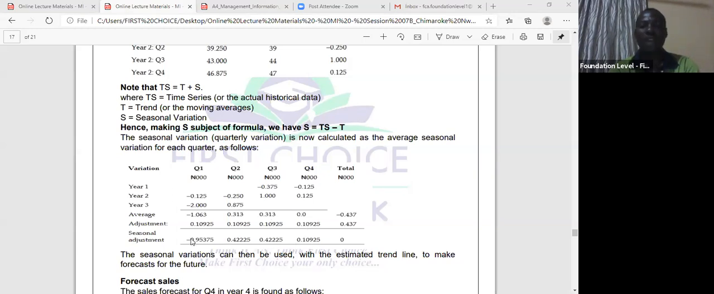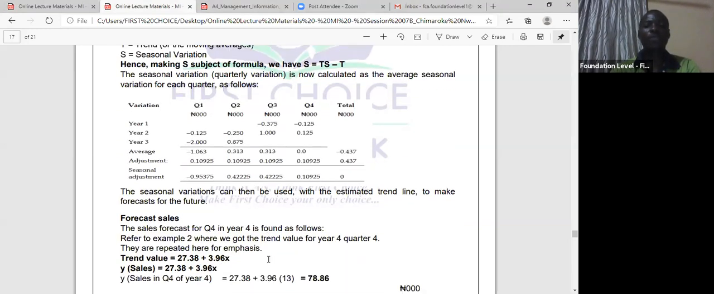Now, if you are to add all of these together, you are getting 0. So let's try it. This is already on the board there. We'll now say plus 0.42225 plus 0.42225 plus 0.10925. 0. So your answer is 0. So you have successfully made each complete circle to be 0. Now that you've done that, this is what you'll be looking at as your seasonal variation.